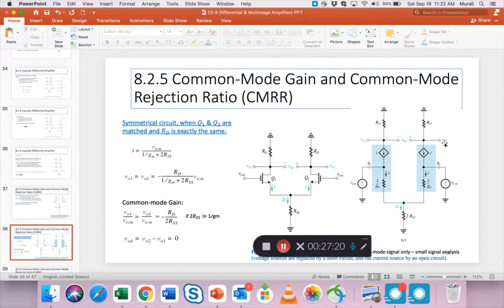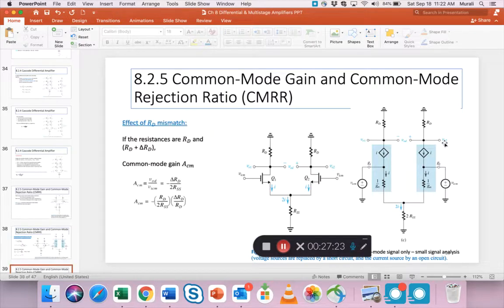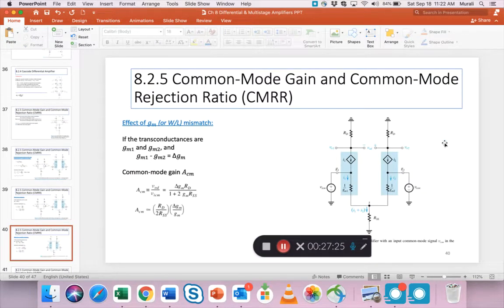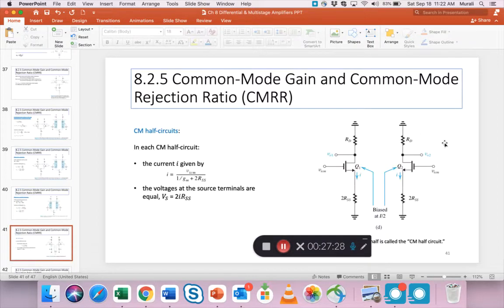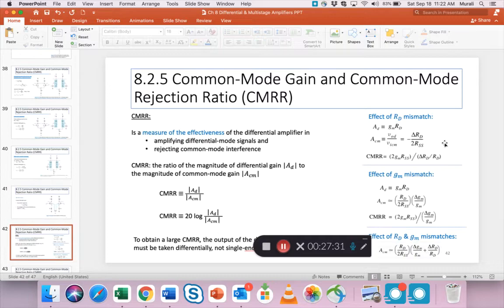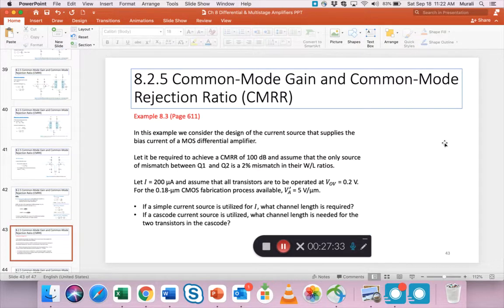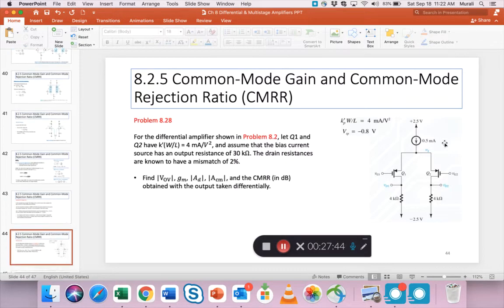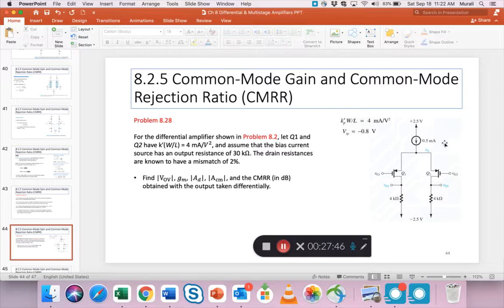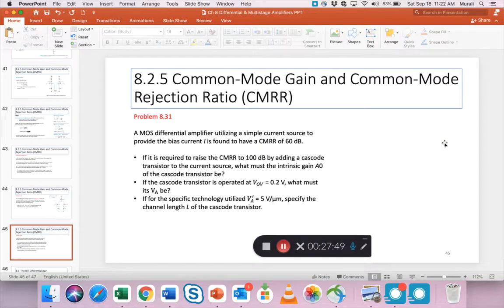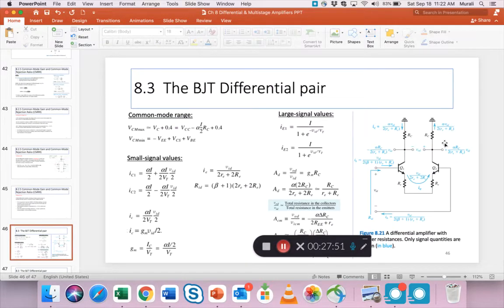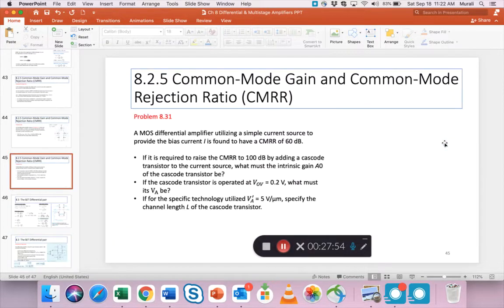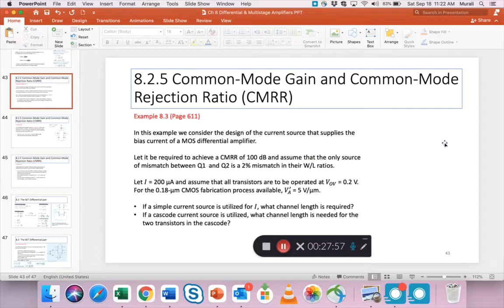Let's see how many more we've got. I'm skipping ahead. Slides 40, 41, 42. Okay, so we have an example on common mode, which is on page 611. Then there is a problem on common mode, 8.28. Two problems, I think. Yeah, and then we have the BJT example. All right.